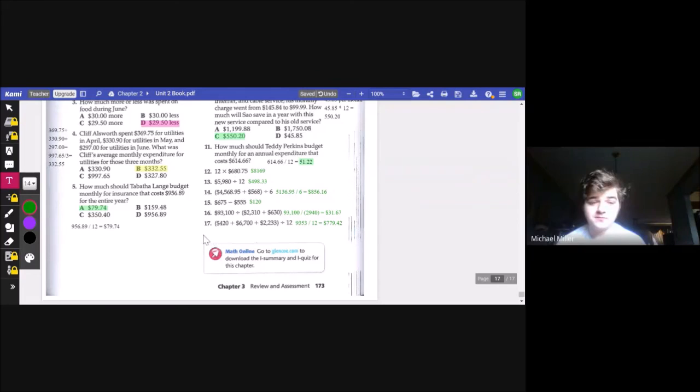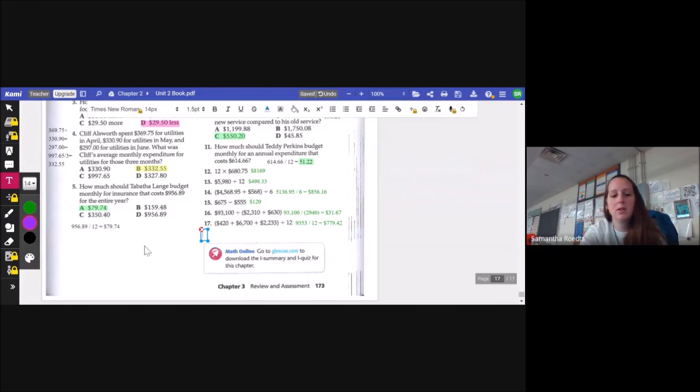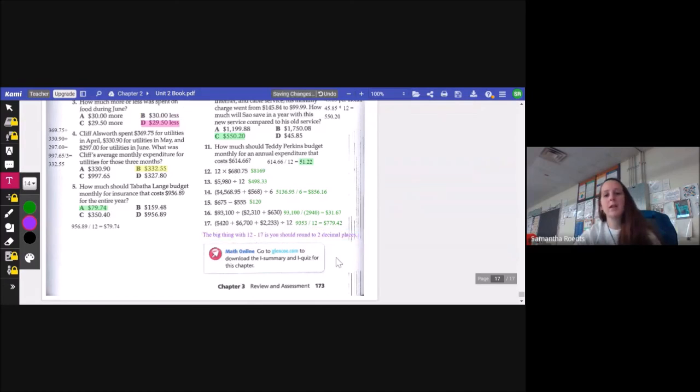All right. So the big thing with 12 through 17 is you should round to two decimal places. That's the big thing. I think 13 had a lot of threes afterwards, so you just stop at two 3s.